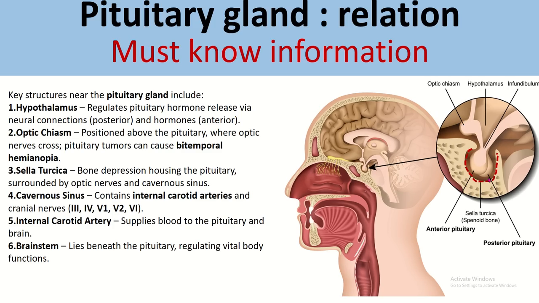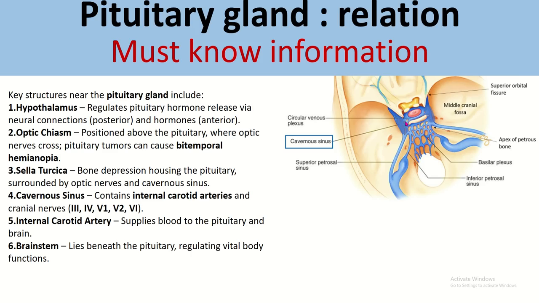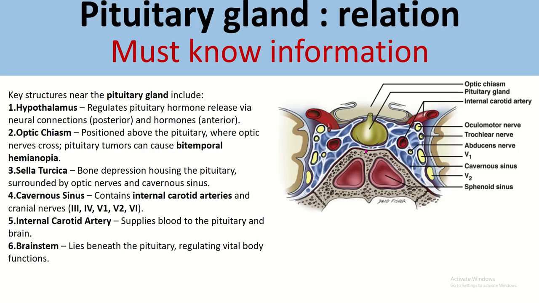This is the sella turcica. It is present within the body of the sphenoid bone, and it's near the brainstem. You know, the brainstem is formed by the midbrain, pons, and medulla oblongata. On two sides of the pituitary gland, the cavernous sinus is present, and within the cavernous sinus, this is the internal carotid artery, and this is the abducens nerve, so it is near to the pituitary gland.